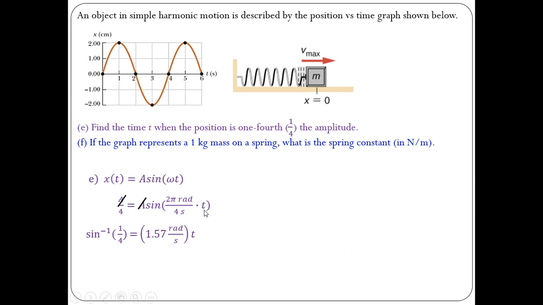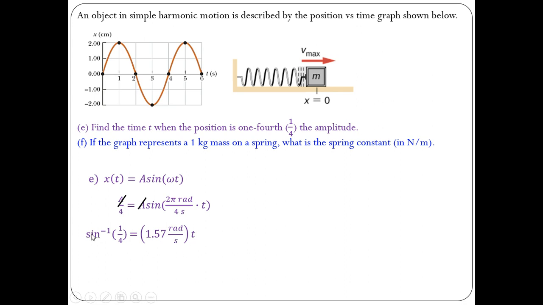To solve for t, which is inside the parentheses, you first have to do algebra properly. You have to get rid of the sine on the outside. To get rid of the sine, we do inverse sine. So here this shows the inverse sine on the left side. And then you notice here, the sine on the right side will cancel out because we just got rid of it. And then on the right side, you simply have 1.57 rad per second times t.